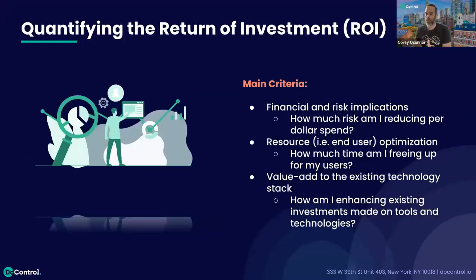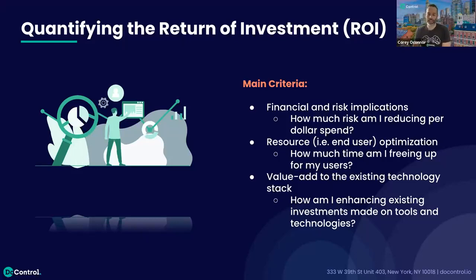So when we talk about ROI, there's a few different criteria that we want to hit on. The first is the financial and the risk implication. How much risk am I reducing per dollar spend? As I had shown in a few slides earlier, the IT security budgets are either flat, some are growing, some are declining. At the end of the day, as a CISO, you're having to make sure that any investment that you're making is reducing the maximum amount of risk for every dollar that you put towards that investment.